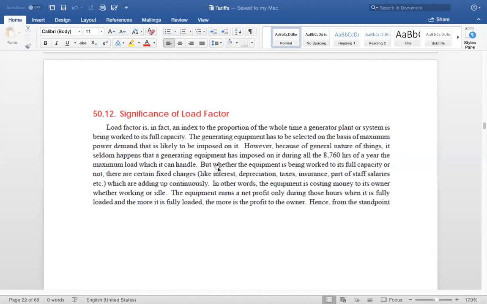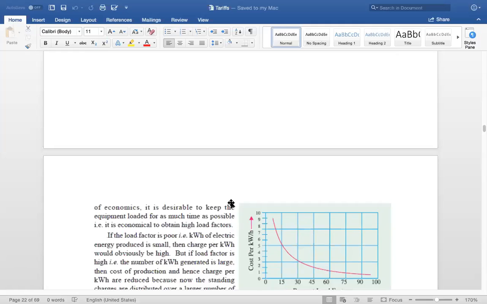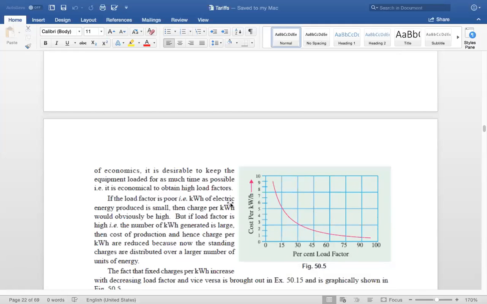But whether the equipment is being worked to its full capacity or not, there are certain fixed charges like interest, depreciation, taxes, insurance, part of staff salaries, and so on, which are adding up continuously. In other words, the equipment is costing money to its owner, whether it's working or idle. The equipment earns a net profit only during those hours when it's fully loaded. And the more it is fully loaded, the more is the profit to the owner. So from the point of economics, it is desirable to keep the equipment loaded for as much time as possible.